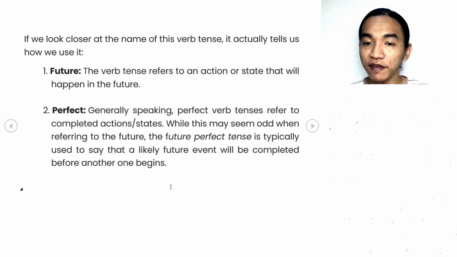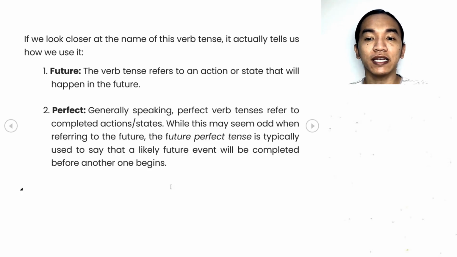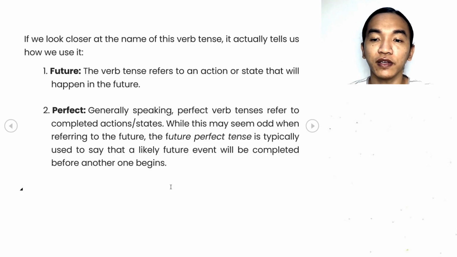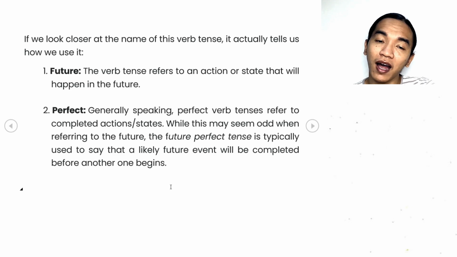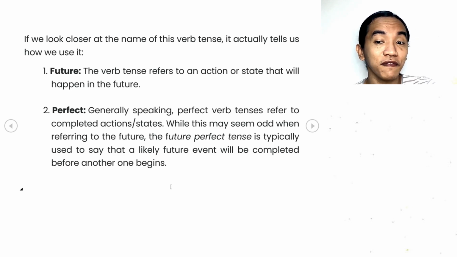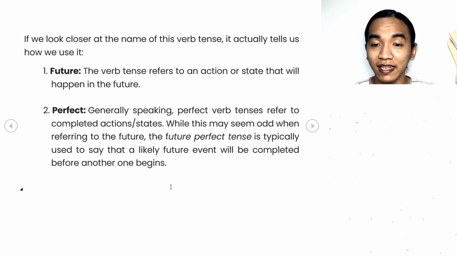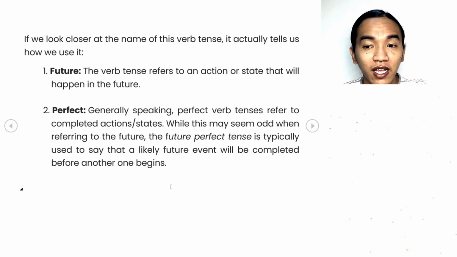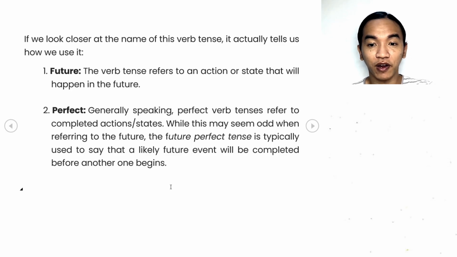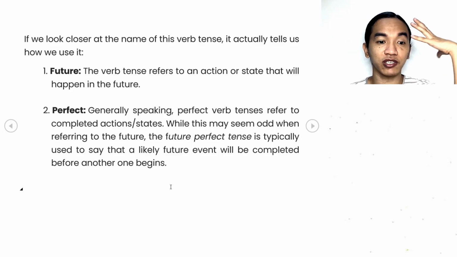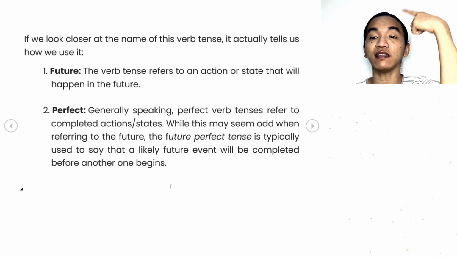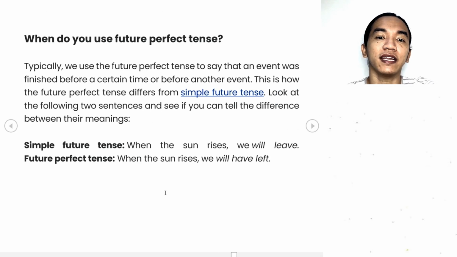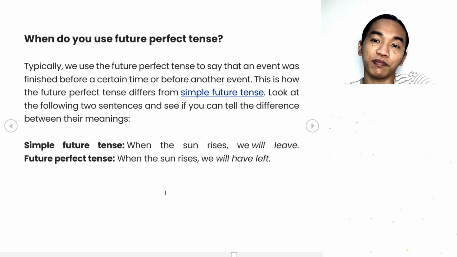So we also have the perfect, which generally means perfect verb tenses refer to completed actions or states. While this may seem odd or strange when referring to the future, the future perfect tense is typically used to say that a likely future event will be completed before another one begins. So we are imagining a future action that is completed or will be completed in the future. All right. Now, when do we use the future perfect tense?